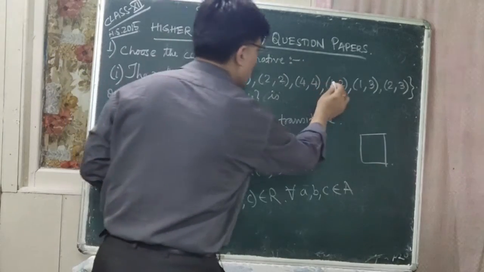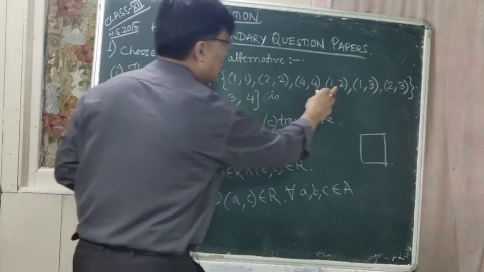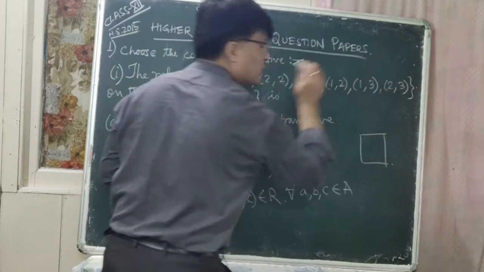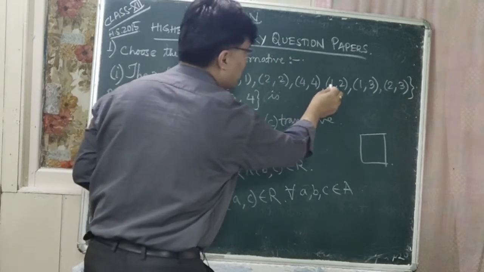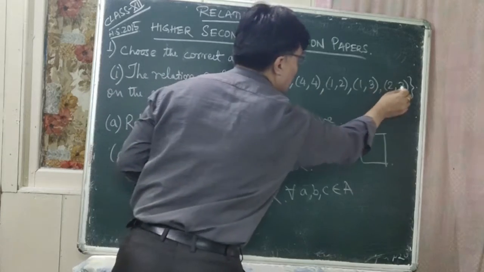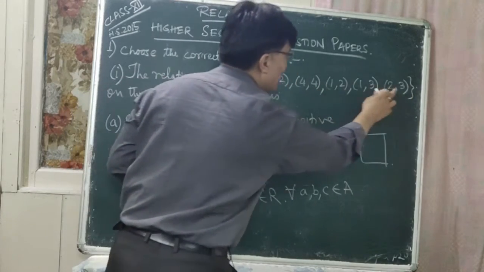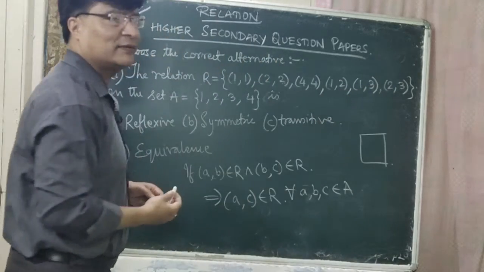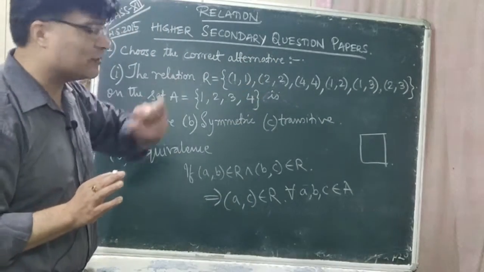Okay, so 1 comma 2 is there. 2 comma 3 is also there. 1 comma 2 is there, 2 comma 3 is there. So 1 comma 3 should be here. So 1 comma 3 is here. Is that clear? So it is a transitive relation.